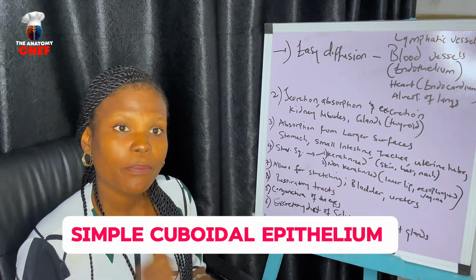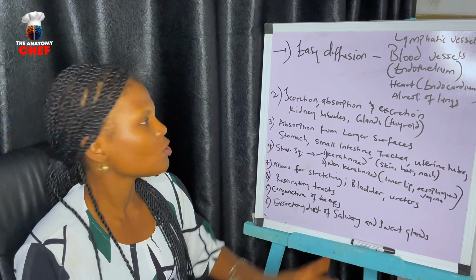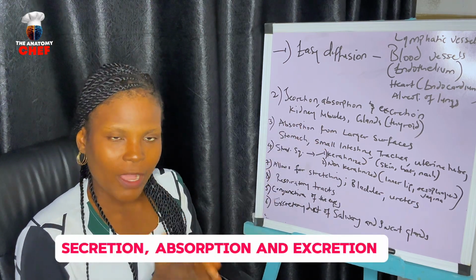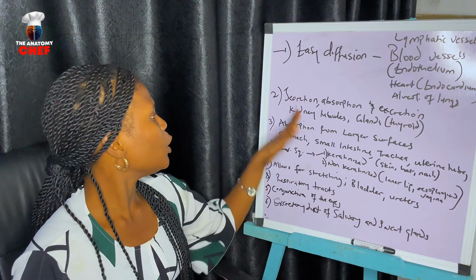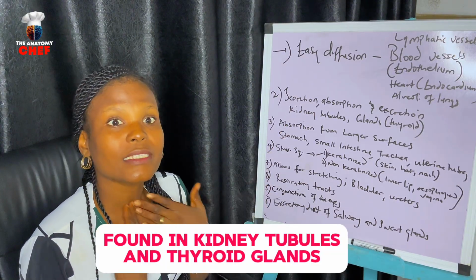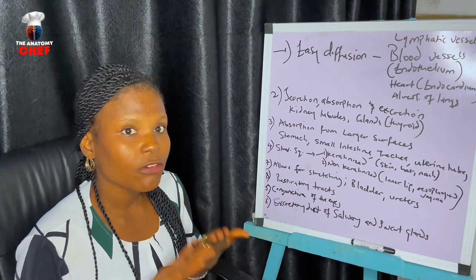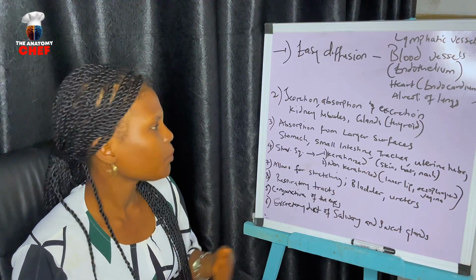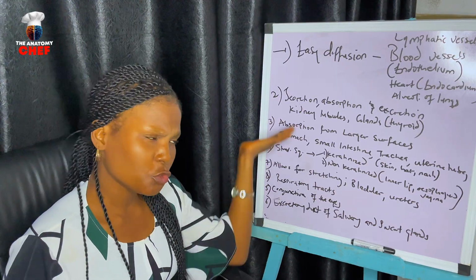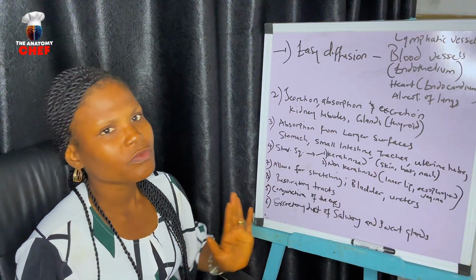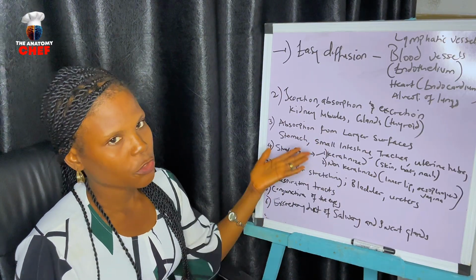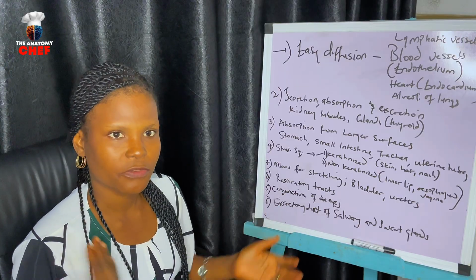Then, simple cuboidal epithelium. Simple cuboidal epithelium functions for ease of secretion, absorption, and excretion. Organs you will usually find it in are your kidney tubules and glands like the thyroid gland. The thyroid gland, very powerful gland it is. And then your kidney tubules, because of course you know it is in the kidney that a lot of things take place. That's where your nephron is, and that's where your urine is formed.